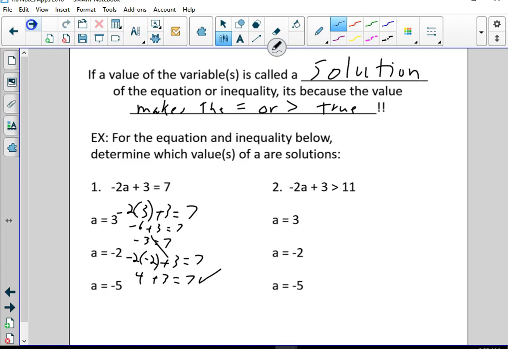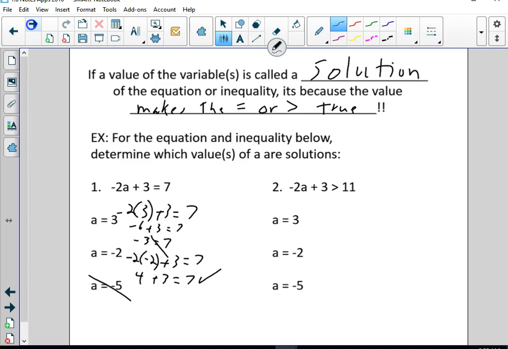Okay, so technically we're supposed to plug the negative 5 in. But since it's an equation, if negative 2 is the answer, can negative 5 be the answer? Is there any reason to waste time plugging that in to see if it works? No, because it's an equation. Now, with inequalities, there can be more than one answer, but in an equation, we said the other day, there's only one answer. So if there's only one answer and we just found the answer, we don't need to do any more work.